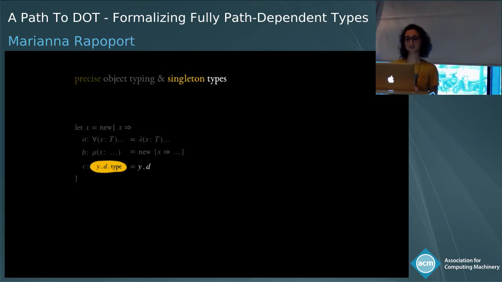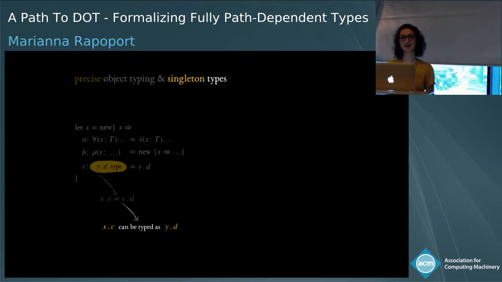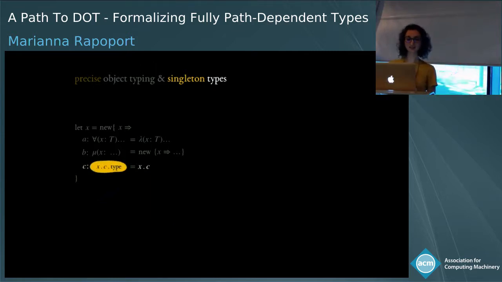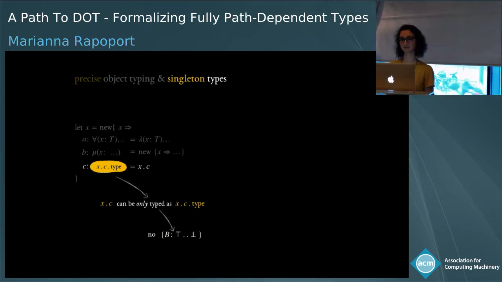And so here, this tells the type system that the path x.c is equal to y, points to the same object as y.d. And therefore, I will be able to type check x.c with any of y.d's types. Now, you might wonder, well, what if I have a cycle? Well, if I have a cycle, that's not a problem anymore because x.c can only be typed with x.c.type, and it can't be typed with any other type that could cause bad bounds.